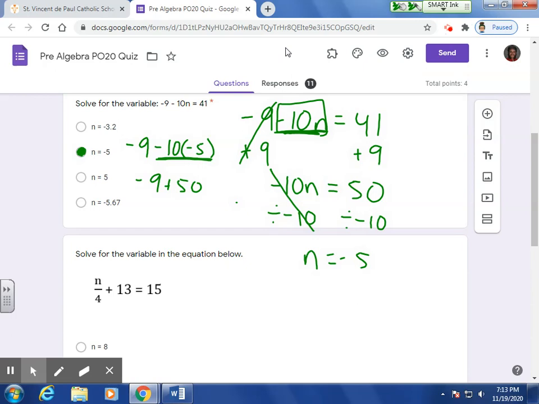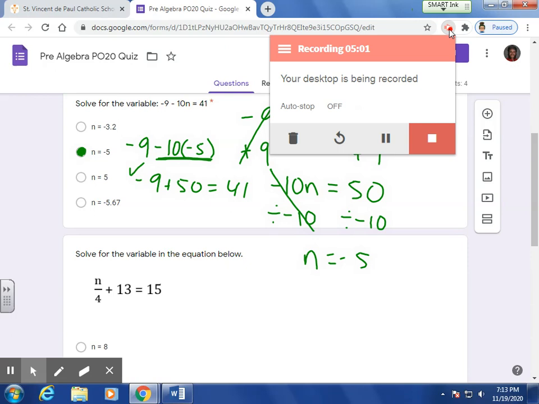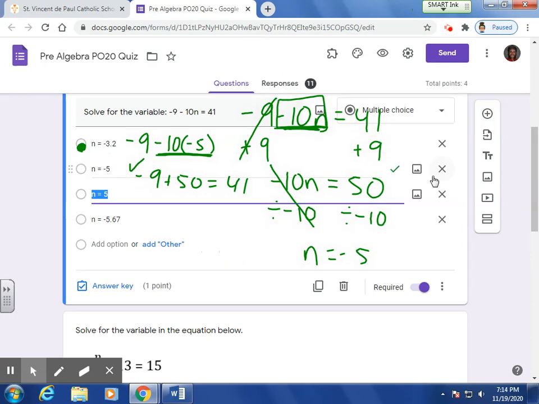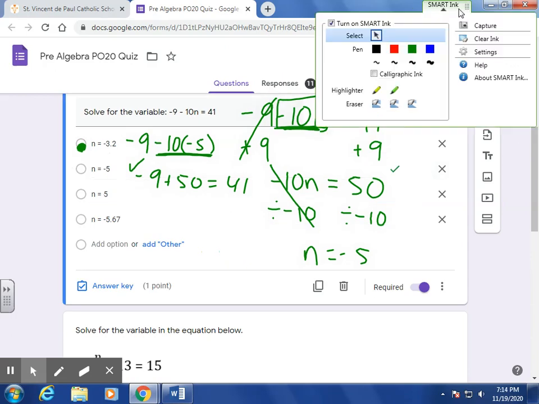Very important stuff. Anyway, -9 plus 50 equals 41. That checks out, so we're all good. Okay, next one.